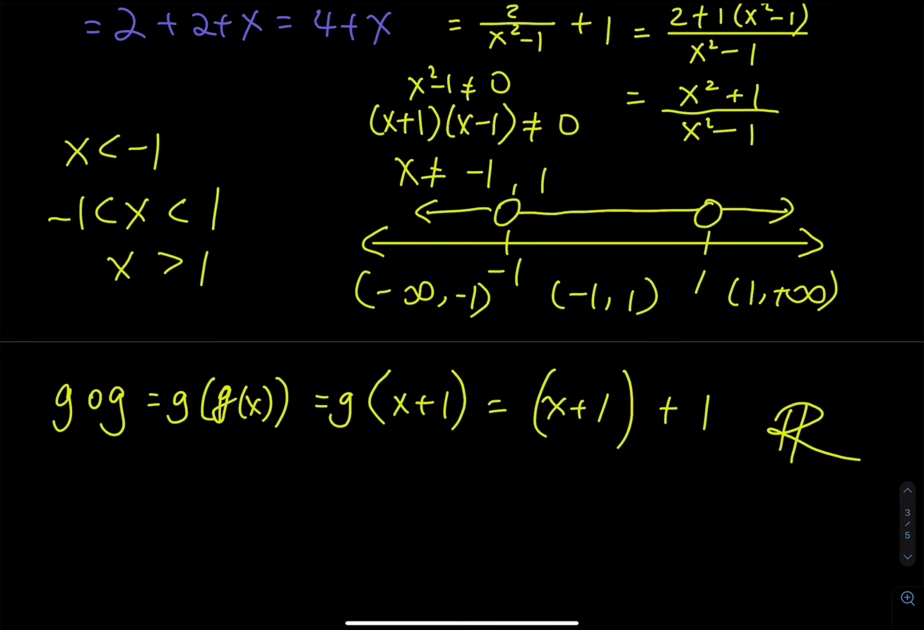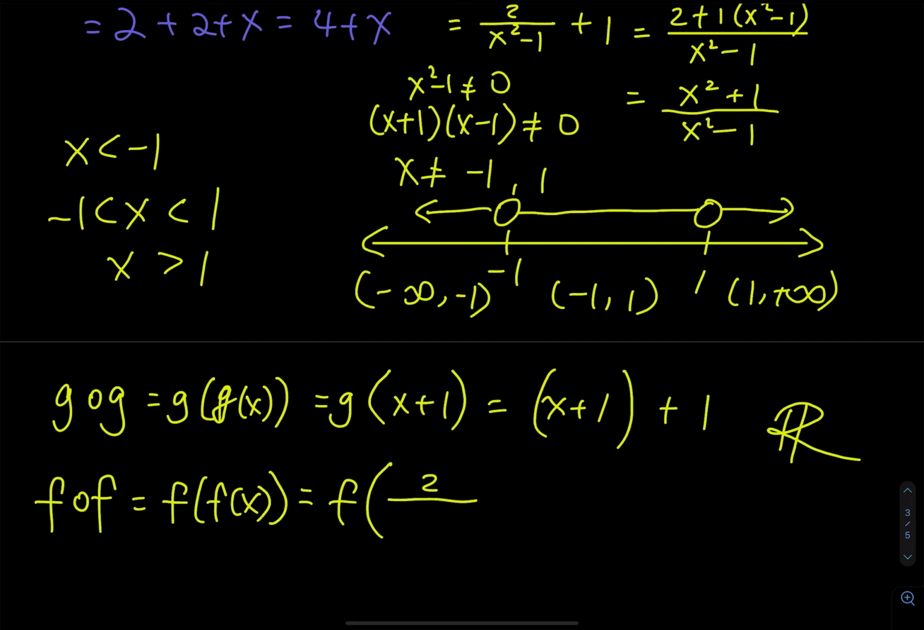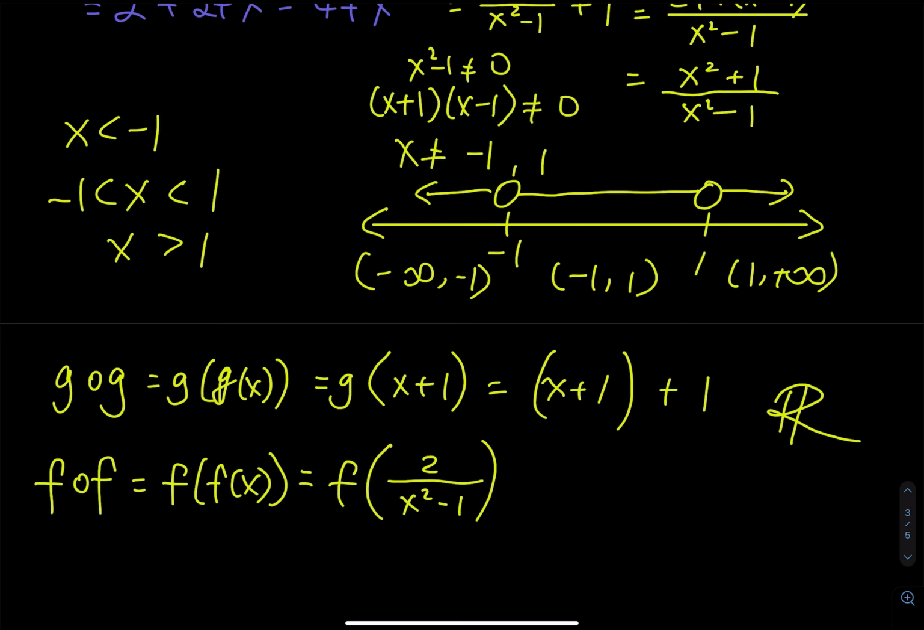And then the last piece, we have f of f. So this part can be tough. F of x is equal to 2 divided by x squared minus 1. Then this part is tough because you will get a complex fraction. So 2 divided by x squared minus 1, right? And then inside the parenthesis, you have 2 divided by x squared minus 1. So that's what makes this part difficult.